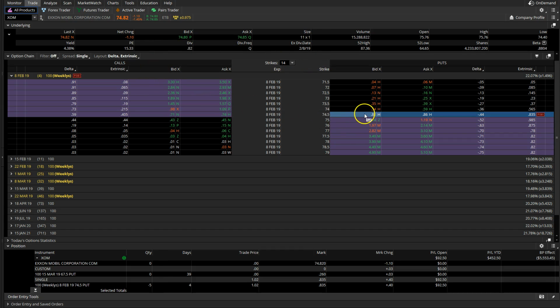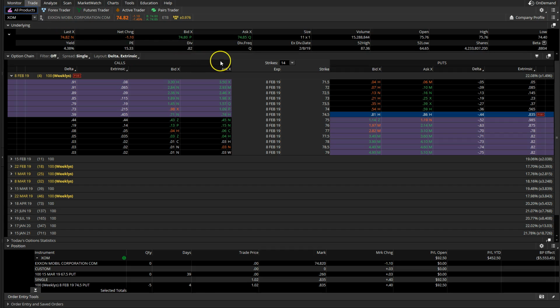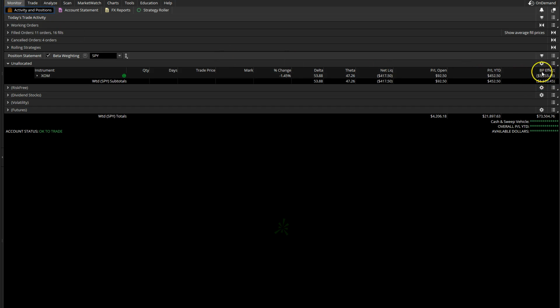So I sold this at the money put, the 74.50, for $1.02. So I'm making a little bit of money right now. If we go back again, we're making $92 right now. And what I meant about the not efficient part, I do it in this account because this is a portfolio margin account, and what that means is that I get more leverage, so I'm using less capital to do this trade. For example, right now I'm using $5,500 in this trade. This is the buying power effect. You can also see it here, the buying power effect that I'm using for this trade.